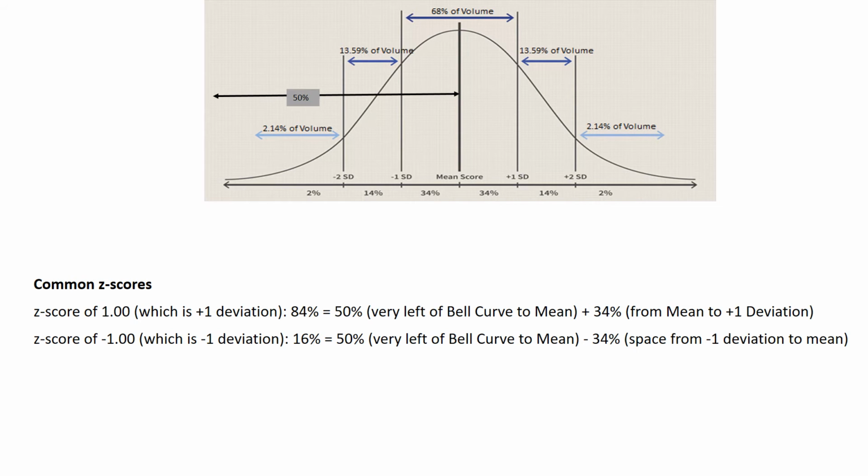A z-score of minus 1, remember half the curve is 50%. And if I look at 50% minus 1 deviation, which would be minus 34%, that would be 16%.